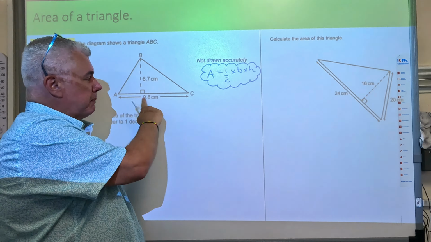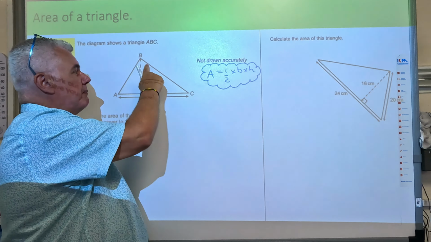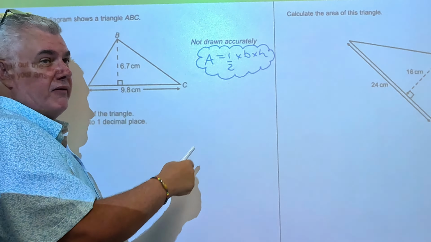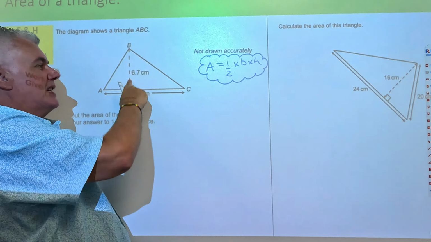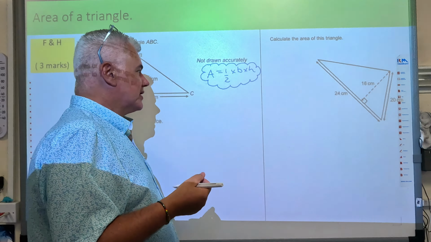I'm going to multiply the base times the height, then halve it. I multiply the base times the height, then halve it. Keep saying that to yourself and it will soon stick in your mind.